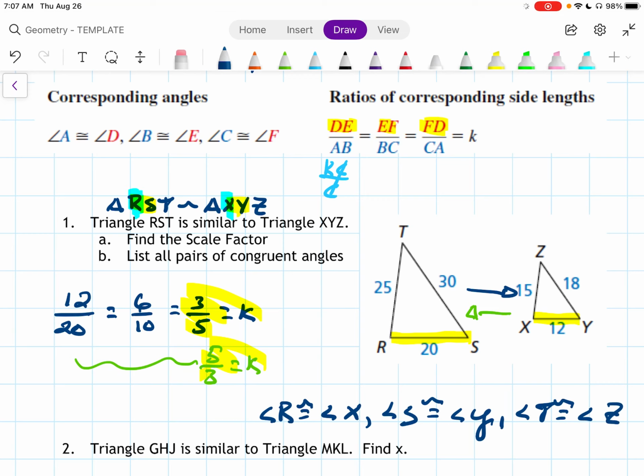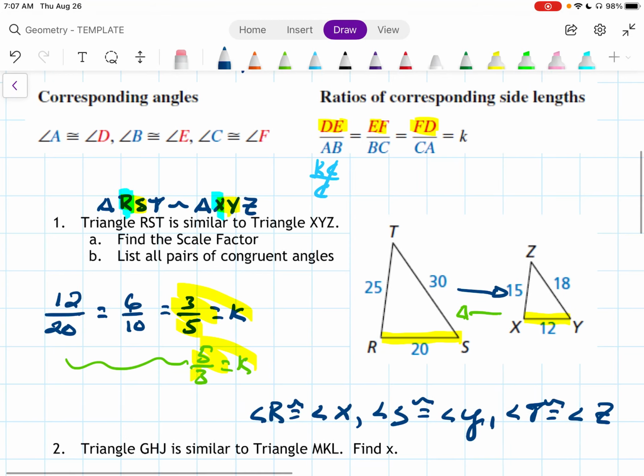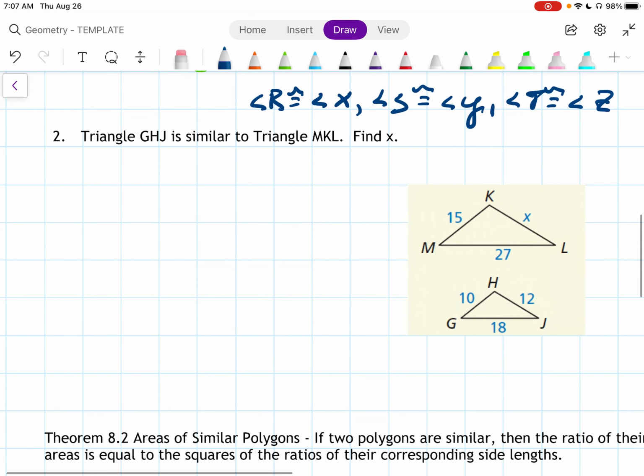Now we can look at the picture when we do that, and that's okay. But sometimes it's just easier to grab it from the similarity statement. All right, number 2, triangle GHJ is similar to triangle MKL. And again, whenever you're taking notes, you can write this as triangle GHJ similar to triangle MKL.